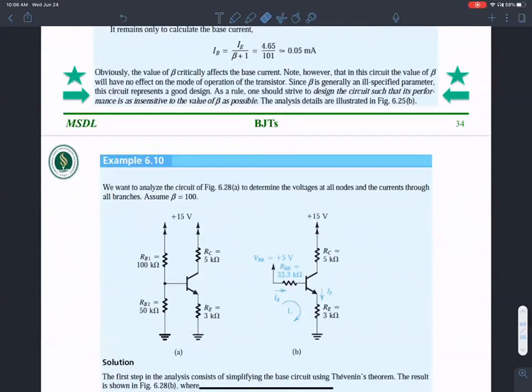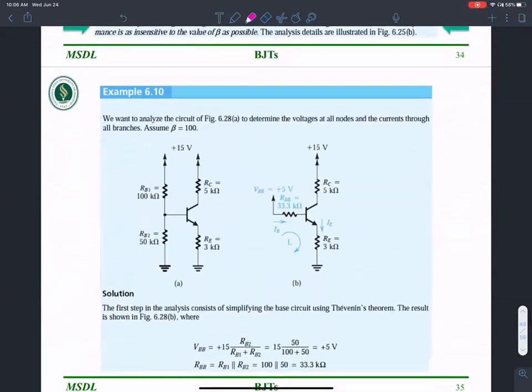Then here is another problem. We want to analyze this circuit in figure 6.28a to determine the voltages. You remember, analysis means that all the device component values are given to you. You're expected to find VE, this guy is VC, the collector voltage, and VB, the base voltage.